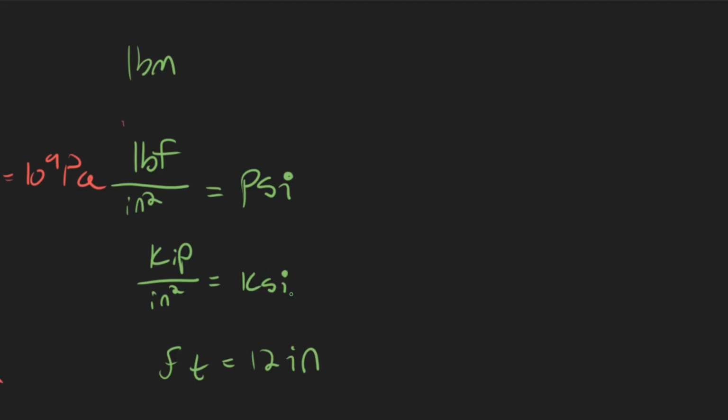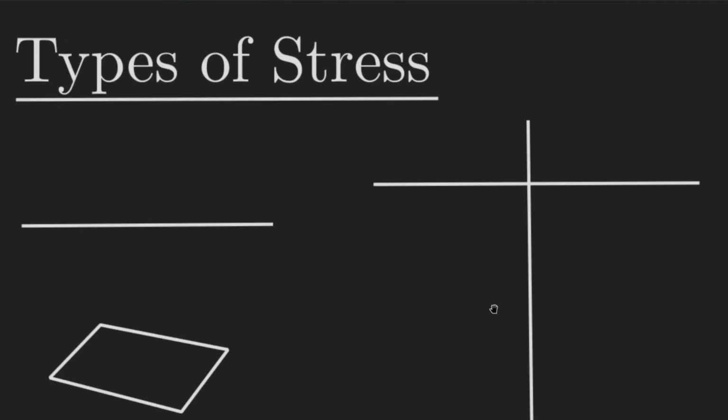And then lastly, sometimes they'll give you terms of length in feet. So if you need to convert from feet to inches, 1 foot is 12 inches. And that's going to be it for the imperial system. So now we can talk about the types of stress. We already saw one of them.